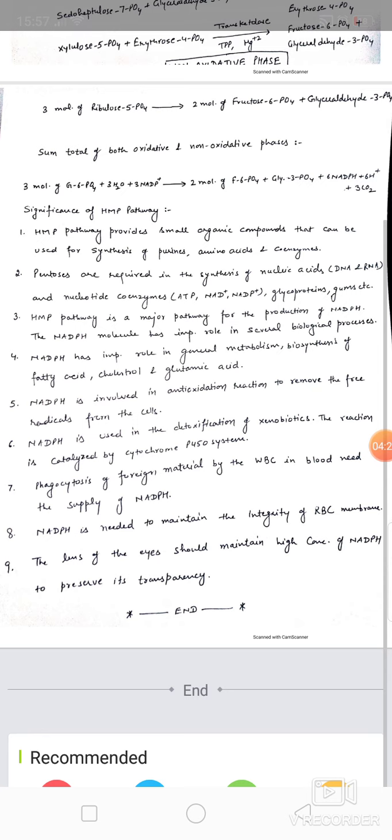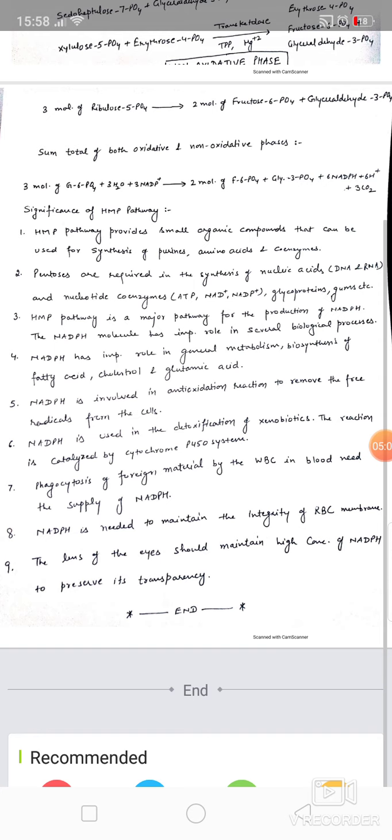The HMP pathway is the major pathway for the production of NADPH. The NADPH molecule has an important role in several biological processes. First, NADPH has an important role in general metabolism, in the biosynthesis of fatty acids, cholesterol and glutamic acid. NADPH is involved in antioxidation reactions to remove free radicals from cells. NADPH is also used in the detoxification of xenobiotics, that means foreign elements. The reaction is catalyzed by the cytochrome P450 system.